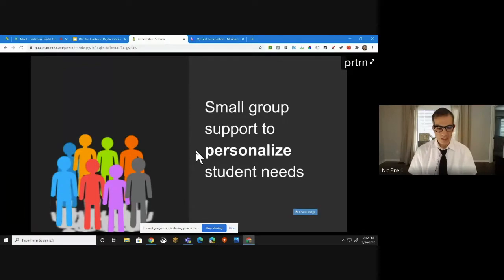Small group is just going to allow you to hone in on the personal needs of the students. So as much as you can, focus on small group support, because personalization is also going to make it more equitable for those students who may need more help, or maybe they need support to even grow further. By doing that, it's going to help you focus on that.